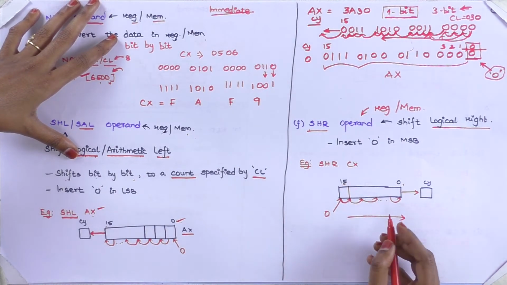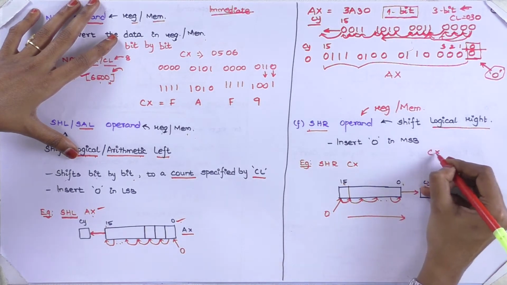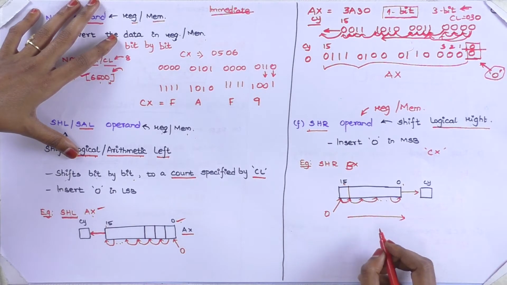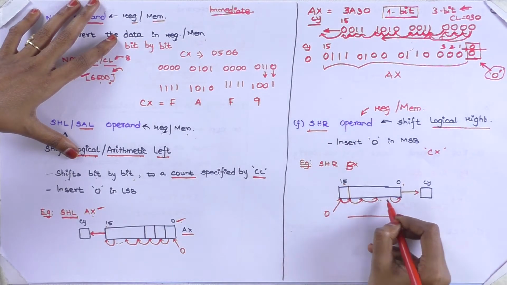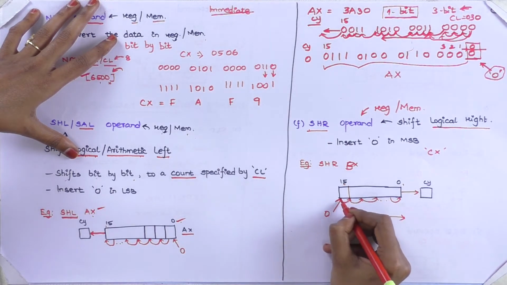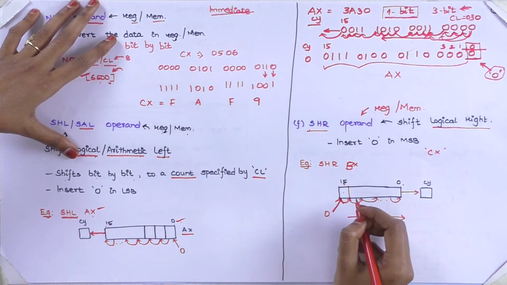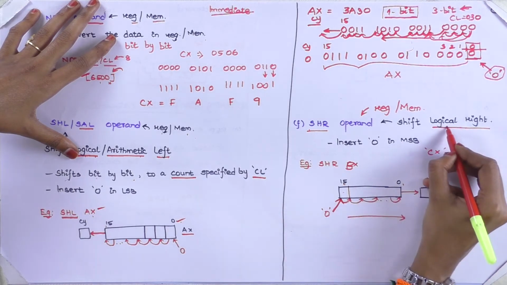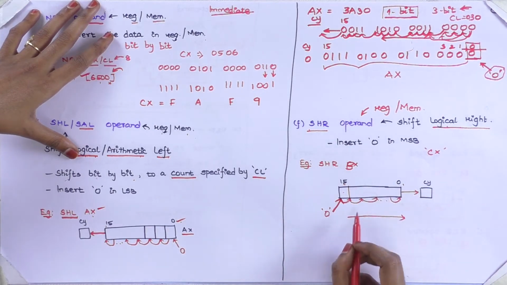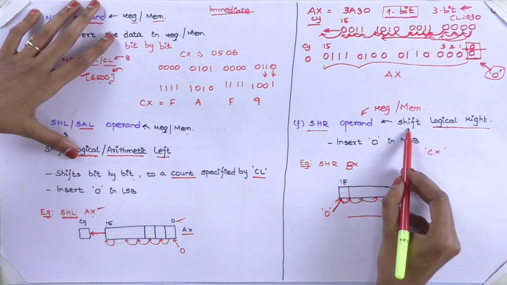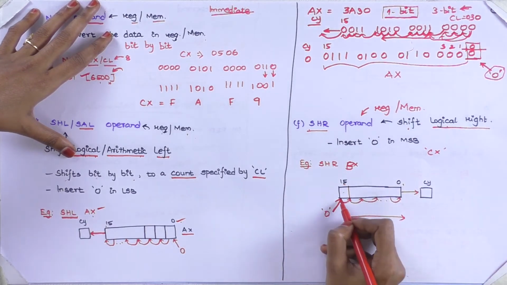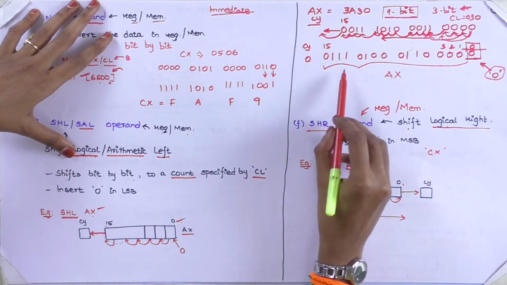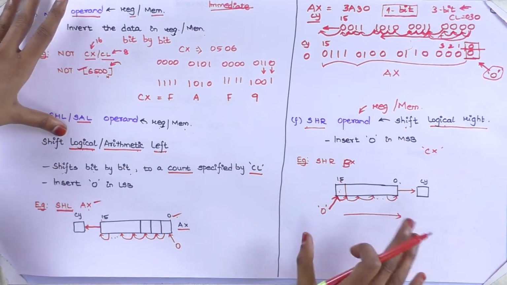Okay. So here also the number of shifts is mentioned by CX register. Fine. So here when you perform right shifting, obviously your most significant bit will become empty. So at this time, 0 will be inserted since we are performing logical right operation. Fine. So here 0 will get inserted at the empty place.